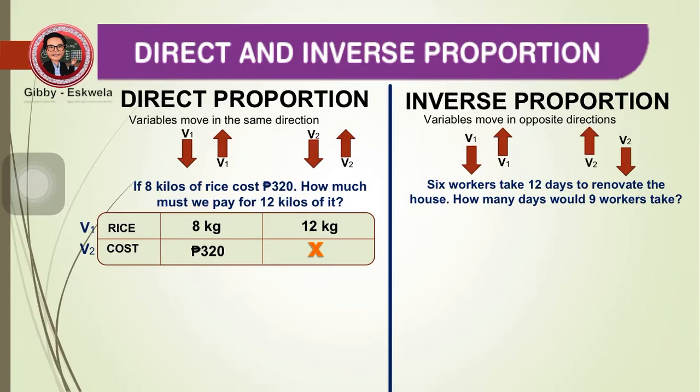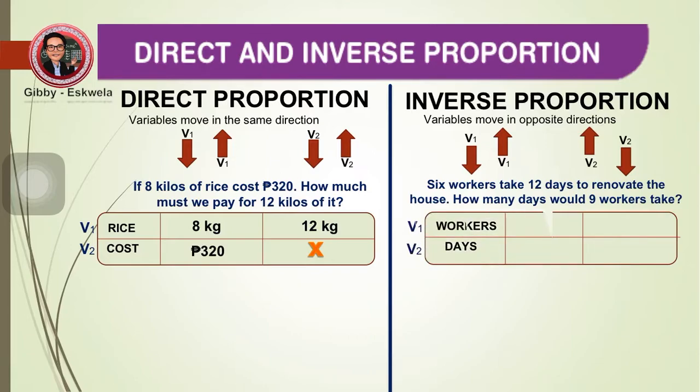In problem 2, 6 workers take 12 days to renovate the house, so write 6 and 12 on the table. Here, we are supposed to find the number of days taken by 9 workers, so write 9 and x to represent the missing variable. Always remember, for direct proportion, we need to divide the values. And for inverse proportion, we need to multiply them.